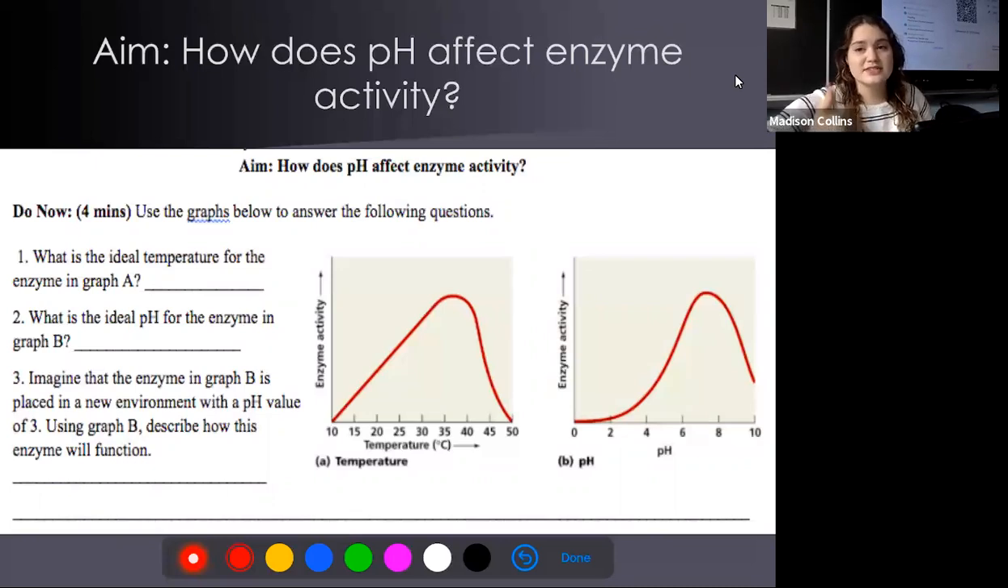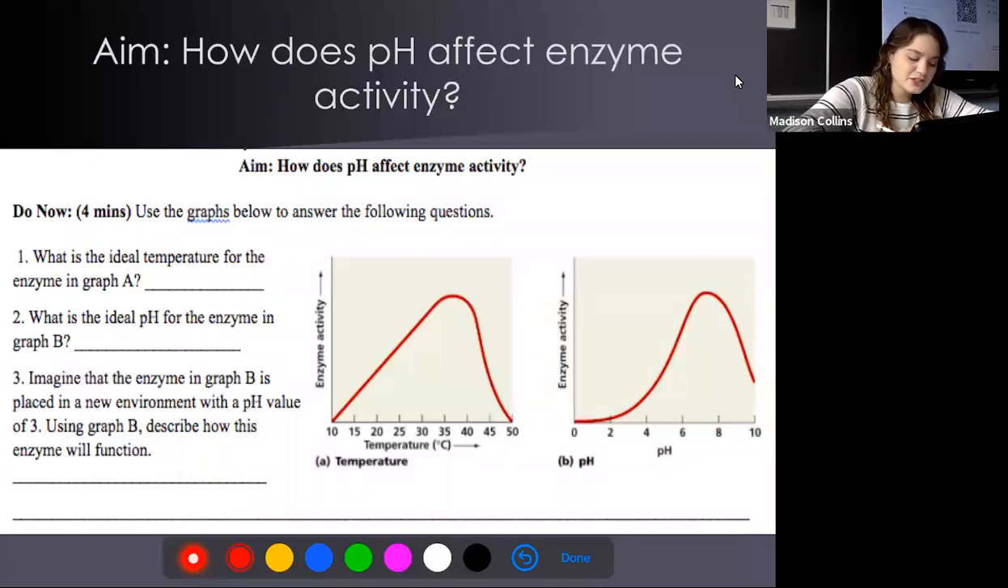Your test is going to cover cells, biomolecules, and enzymes. So make sure that you are caught up on all of those notes and are ready to go for that test on Friday. But today we're going to be finishing up enzymes. And our aim for today is how does pH affect enzyme activity?